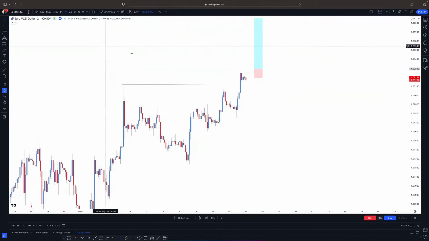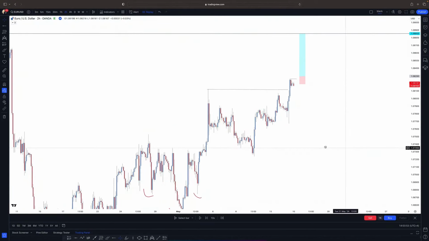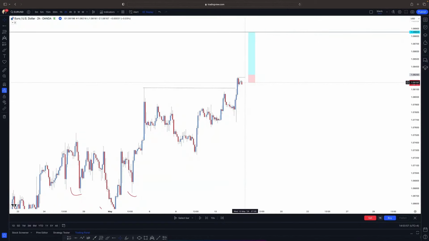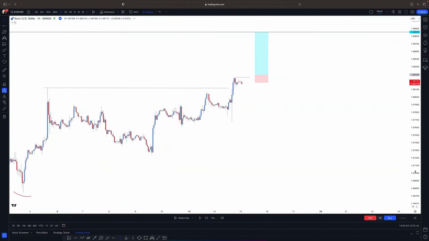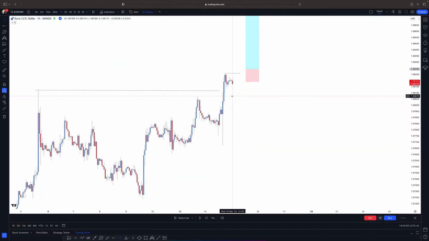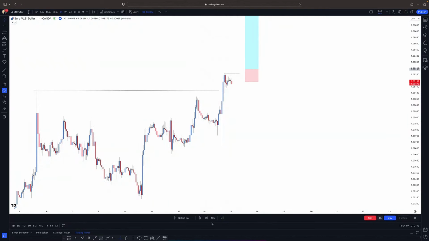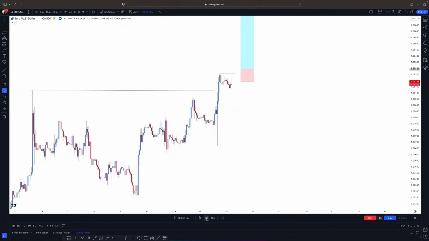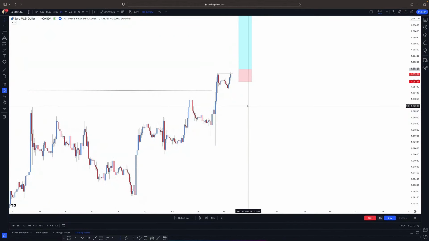On Wednesday, coming back to the structure, this high got taken out, which means I'm expecting price to keep on trading to the upside. So let's go down to a lower time frame. This was around 1 a.m. I'm already in bed, so let's just forward this. I came into the market around the London session.